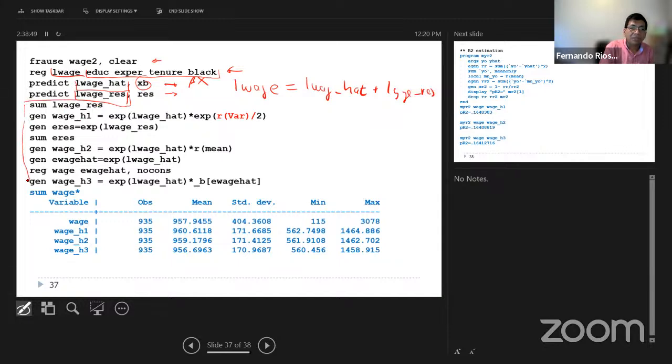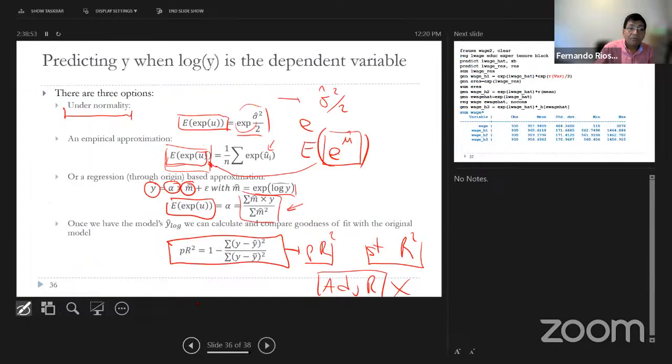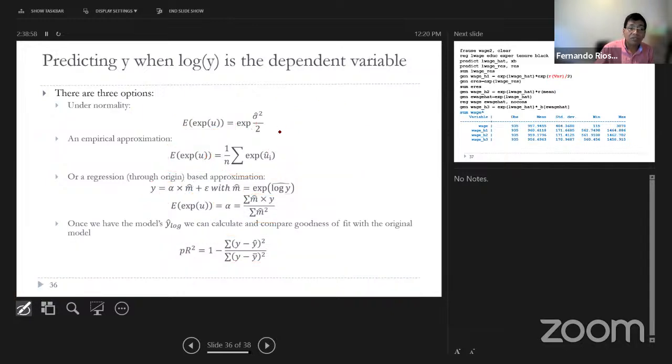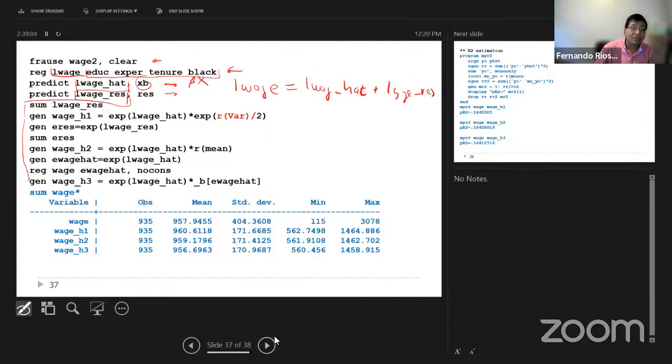So the next step that I have here are just approximations from these three approaches that I described here. The first one says, under normality, just estimate the variance divided by 2 and get the exponential of that. So I get my residual, do summary statistic, get the variance divided by 2, exponentiate it, and multiply that to the exponentiated of my linear prediction. So wage hat 1.